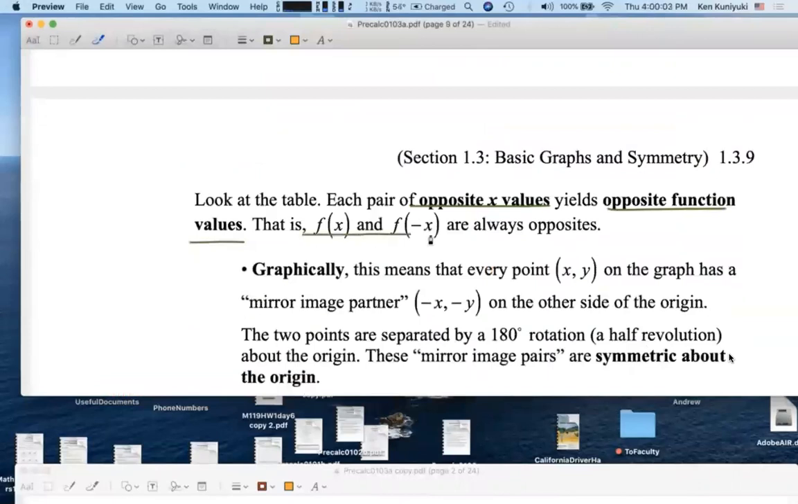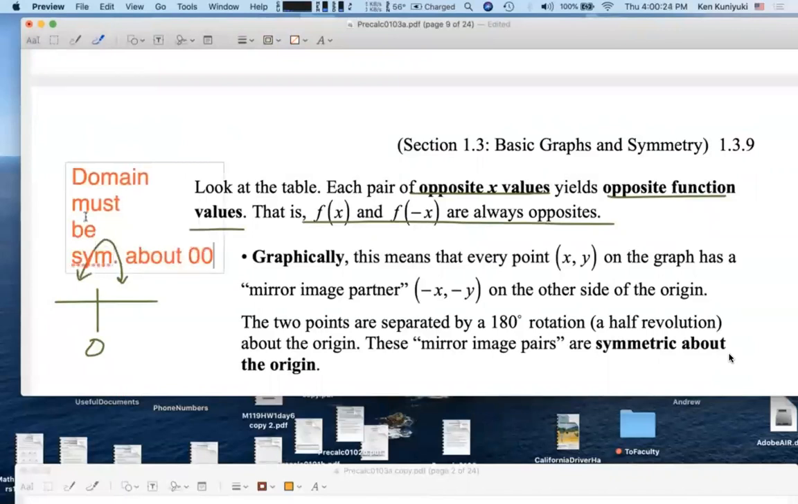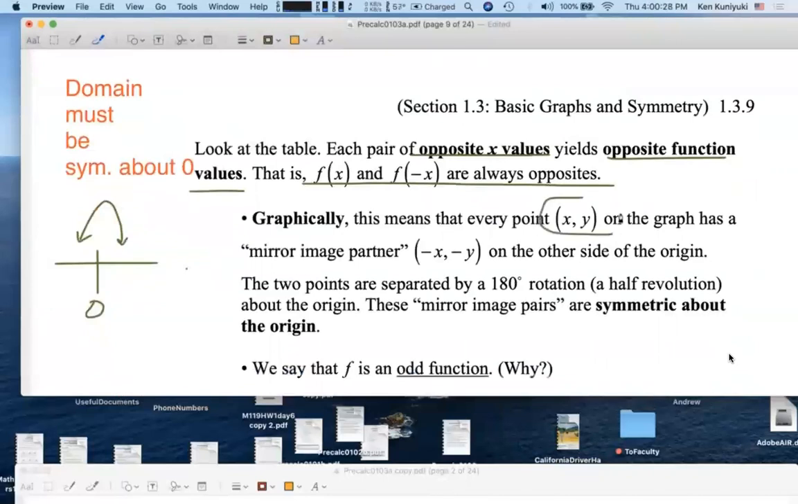f(x) and f(-x) are always opposites, where x is in the what of the function, the domain. And once again, the domain must be symmetric about 0 to ensure this kind of odd symmetry, so that these partner x values exist. So if (x, y) lies on the graph, so must (-x, -y).